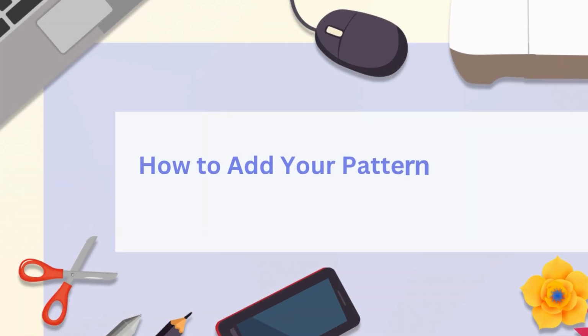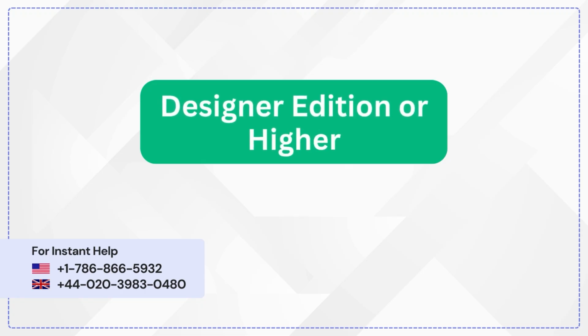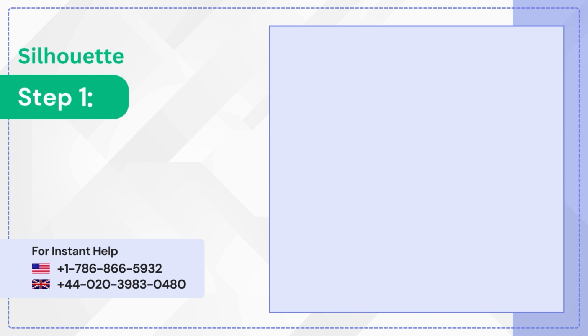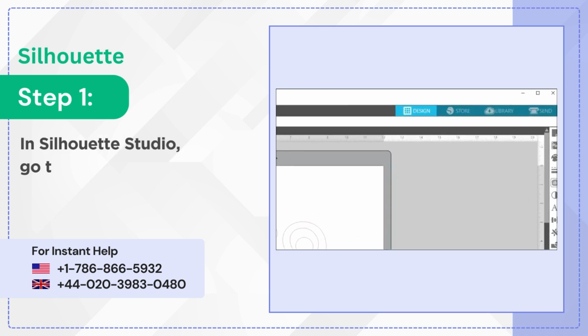How to add your pattern to Silhouette Studio. Designer Edition or higher. Step 1. In Silhouette Studio, go to the Library tab.